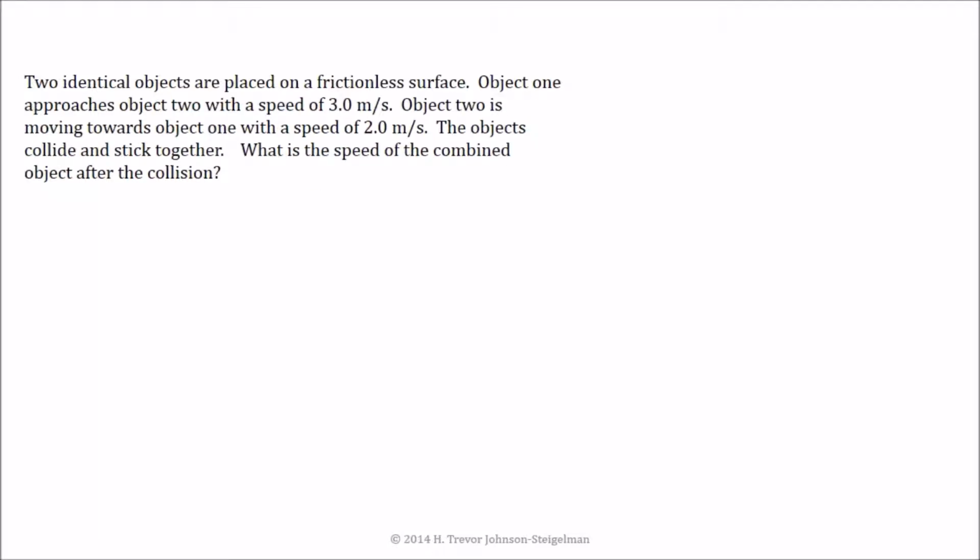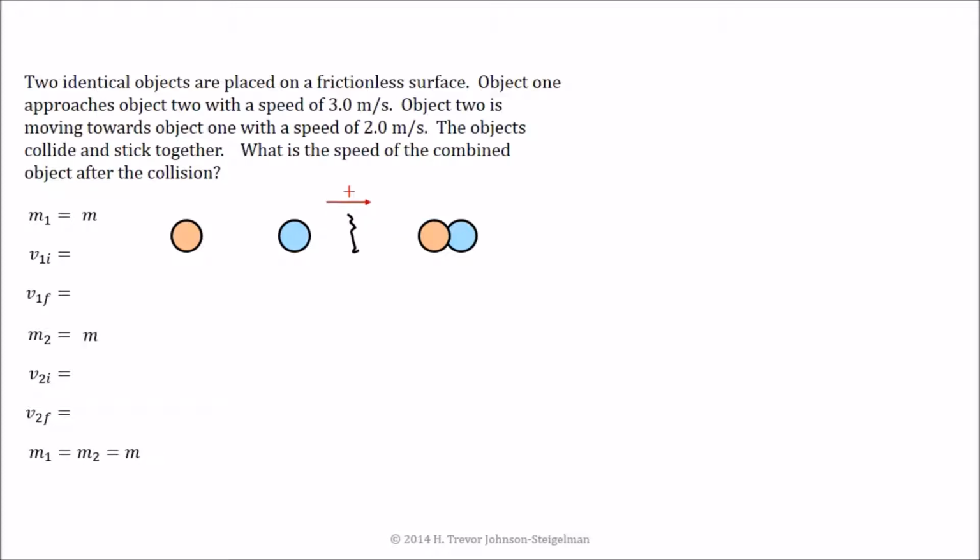Okay, let's take a look at a slightly different problem. Again, we've got two identical objects. They're placed on a frictionless surface. One has a speed of 3 meters per second. The other has a speed of 2 meters per second. So I've got my drawing. I've got my variables that I want to find values for. Again, because they're identical objects, I put in my m without a subscript because m1 is equal to m2, and I've set that equal to m. They stick together again, so the v final is the same.